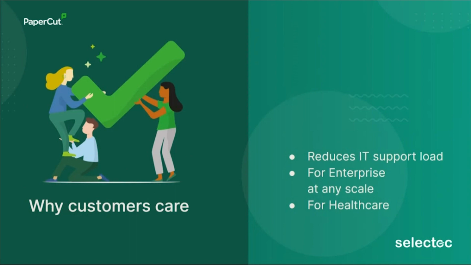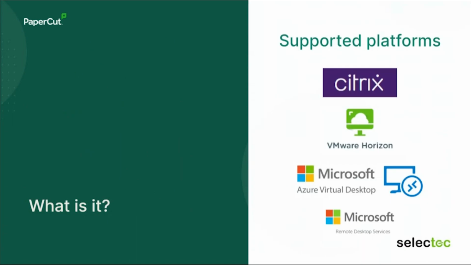Customers are embracing VDI to reduce their IT support and infrastructure costs. Now, Print Deploy helps them do exactly that for VDI printing. It reduces the IT support load for VDI users by getting users the right printers based on their physical location, saving time and money. It's for enterprise at any scale, and it also works amazingly for healthcare environments too. The PaperCut MF Print Deploy client is now integrated with desktop virtualization server platforms from Citrix, VMware, and Microsoft.